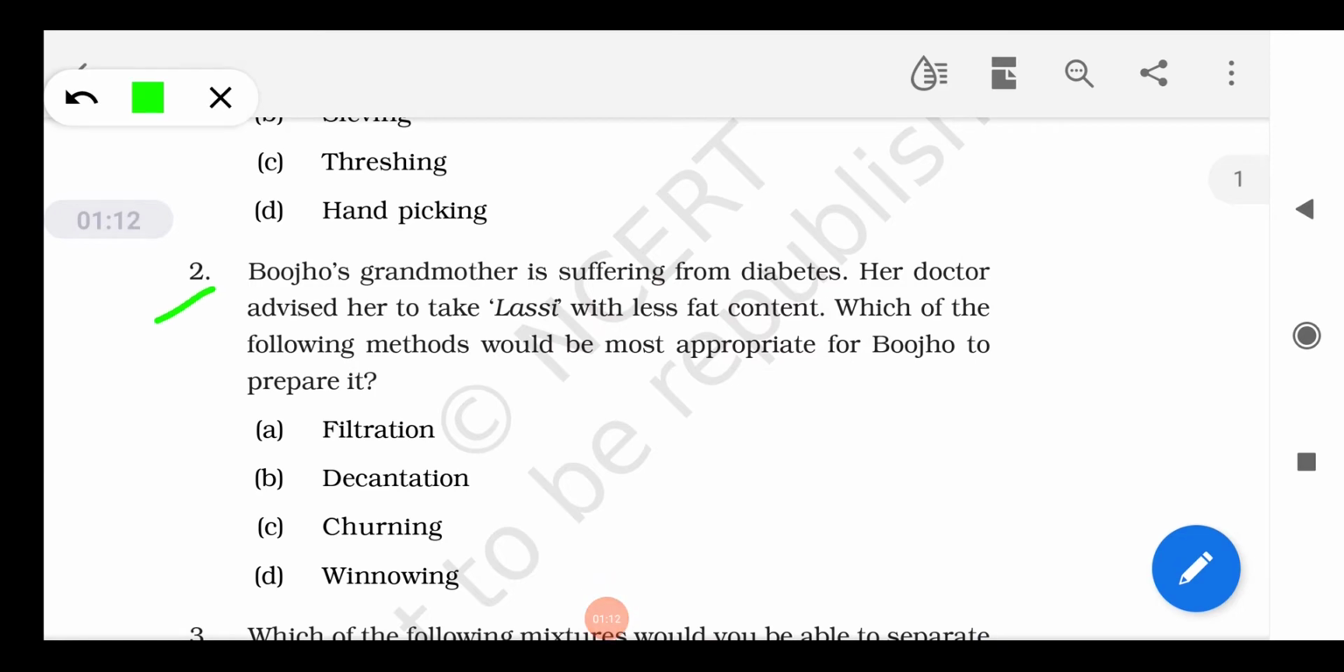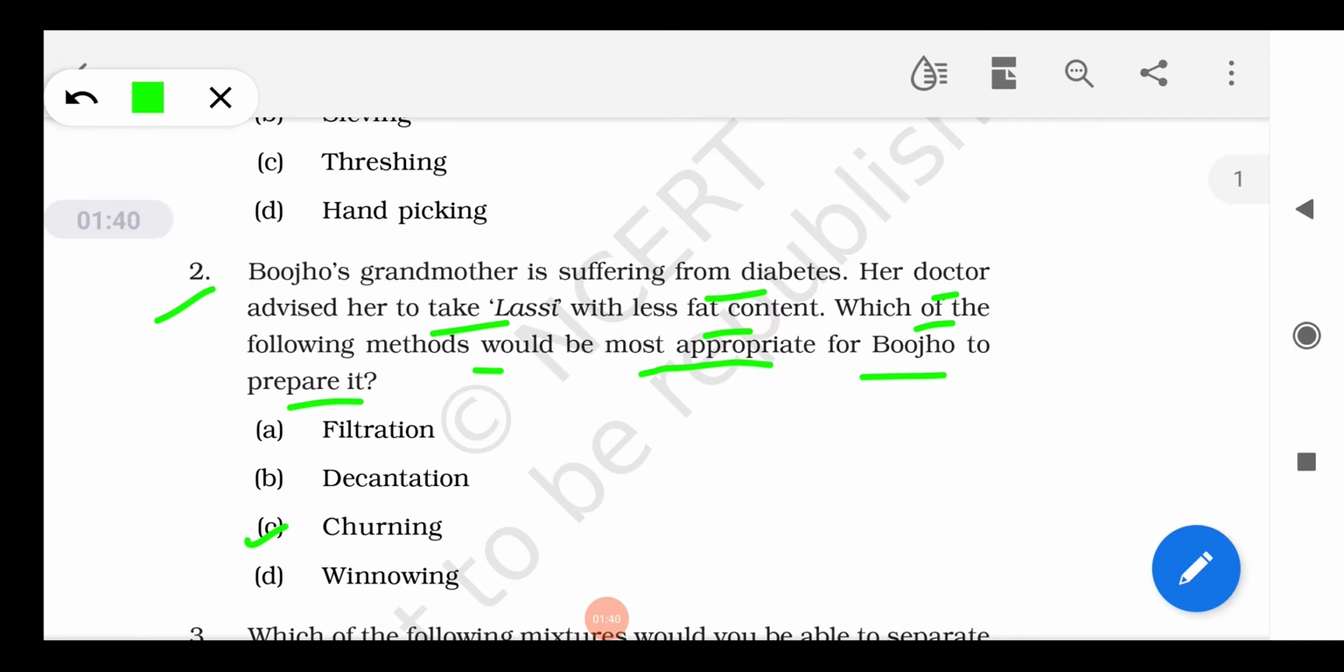Question number 2. Bujo's grandmother is suffering from diabetes. Her doctor advised her to take lassi with less fat content. Which of the following method would be most appropriate for Bujo to prepare it? So the method churning should be followed. What happens in churning? Let me explain you. We take curd and then we churn it.